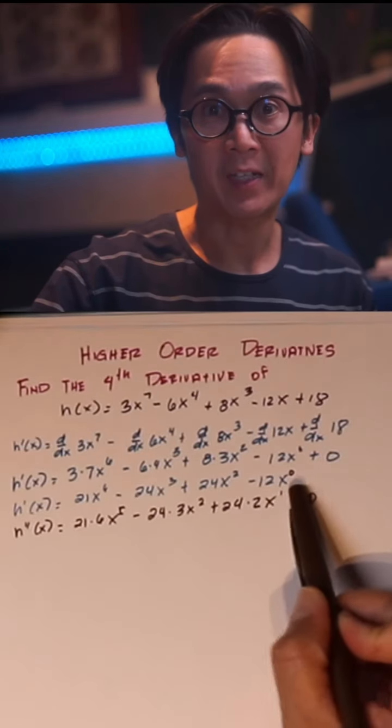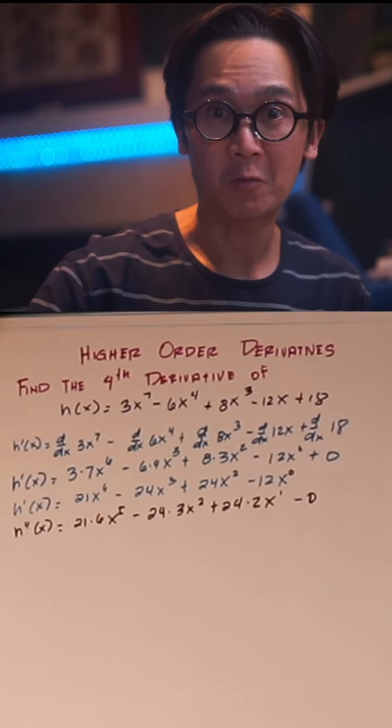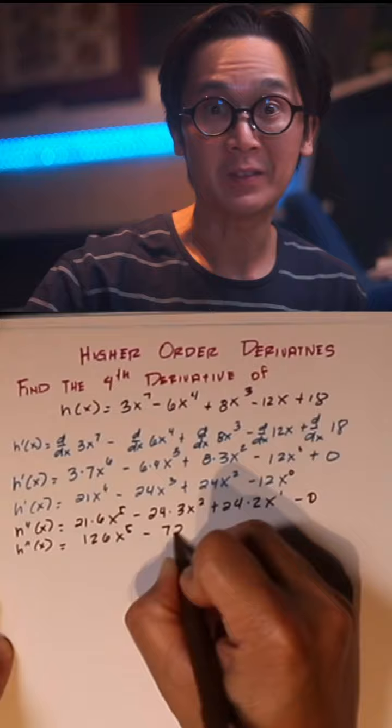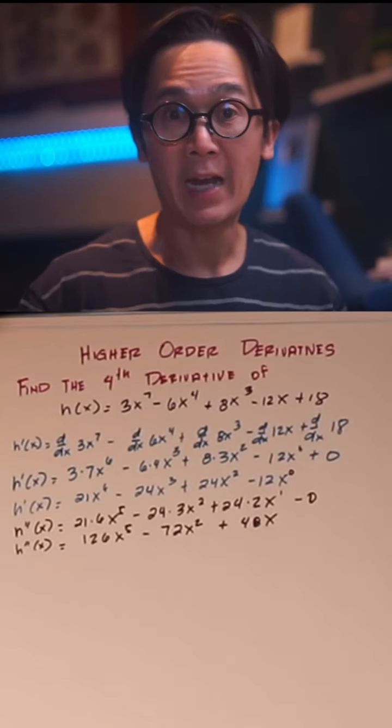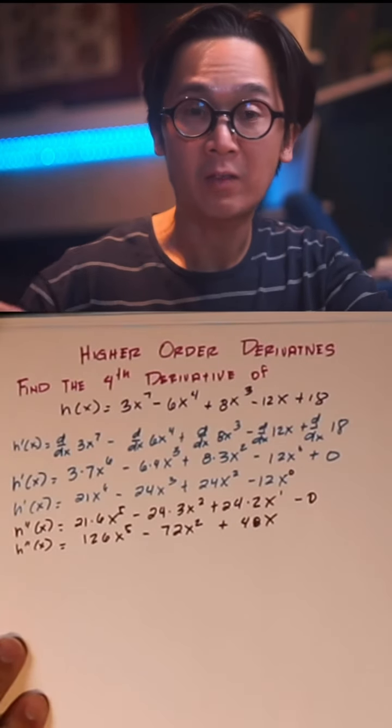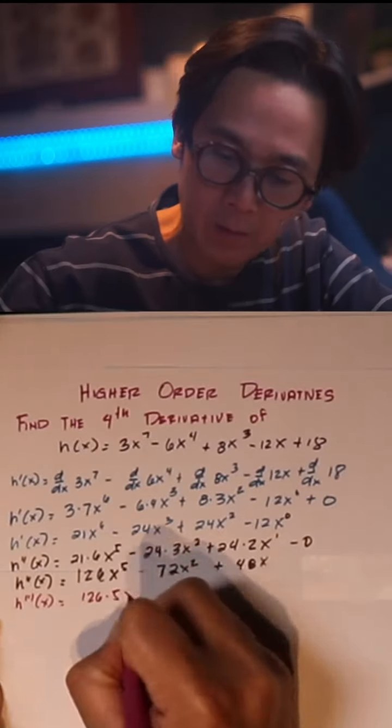Now 12x raised to the 0 is equal to 12 times 1. That's why the derivative of a constant is going to equal 0. And our function is getting smaller, and now h triple prime.